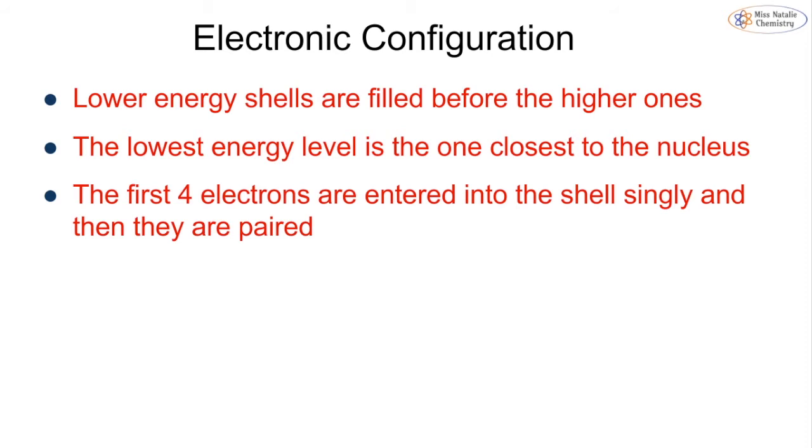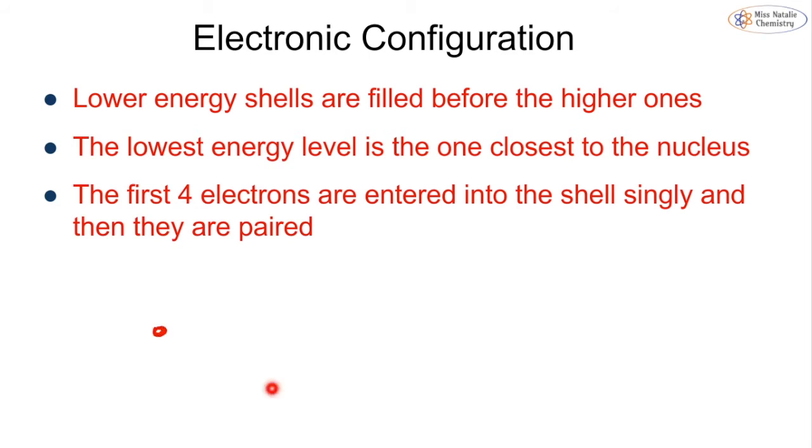Now, there are a couple of rules about filling electrons into shells around a nucleus, and you will be expected to be able to draw out electronic configurations, but it is much easier than you think. So the first rule is that our lower energy shells have to be filled before the higher ones. So we start by filling the first shell. Once that's full, then we move to the second shell, and we only move to the third shell once the second one is full. So you don't put electrons into shell number 3 or 4 without filling 1 or 2 first. The lowest energy level is the one that's closest to the nucleus.